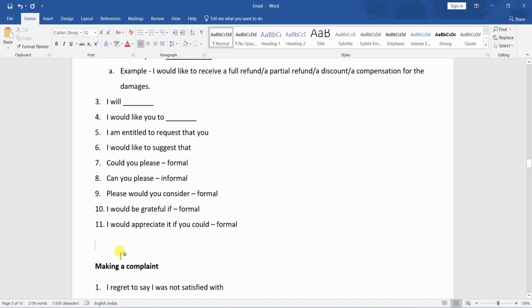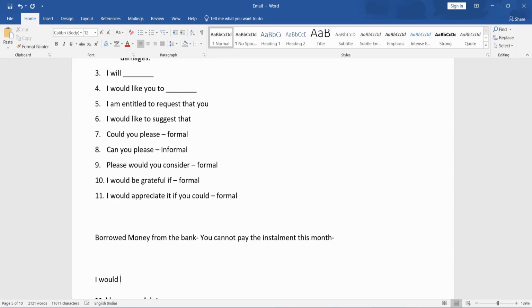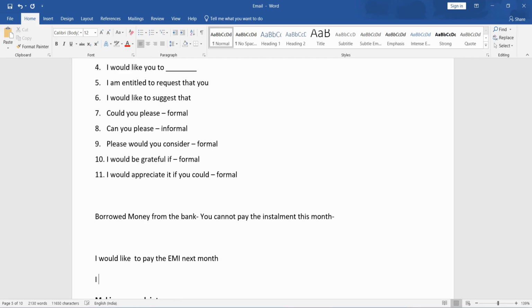So see, let's say you have borrowed some money from the bank. Now the scenario is you cannot pay the installment this month, and now you are requesting, please do not fine me, penalize me for missing the installment. And you want to say, let me pay next month, or I would like to pay. Now there are two options. I would like to pay the EMI next month. This is one option. And I will like to pay the EMI next month. Now which one is correct in this scenario? I will like to.